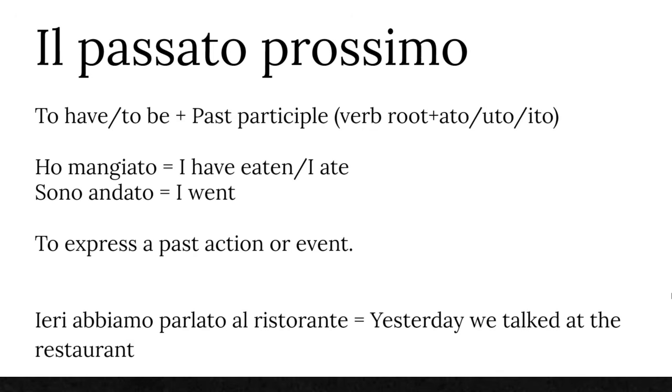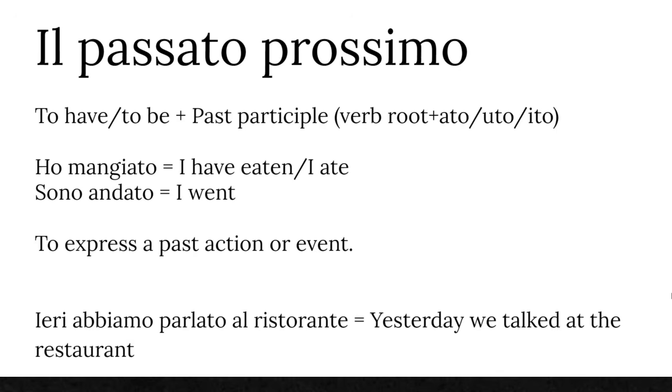So, as always, we have regular and irregular verbs. Of course, I'm going to show you the irregular verbs, but in general, for the regular ones, to do the past participle, the only thing you need to do is to take the verb root, so the parts of the verb without are, ere, or ire, and you just need to attach some endings.